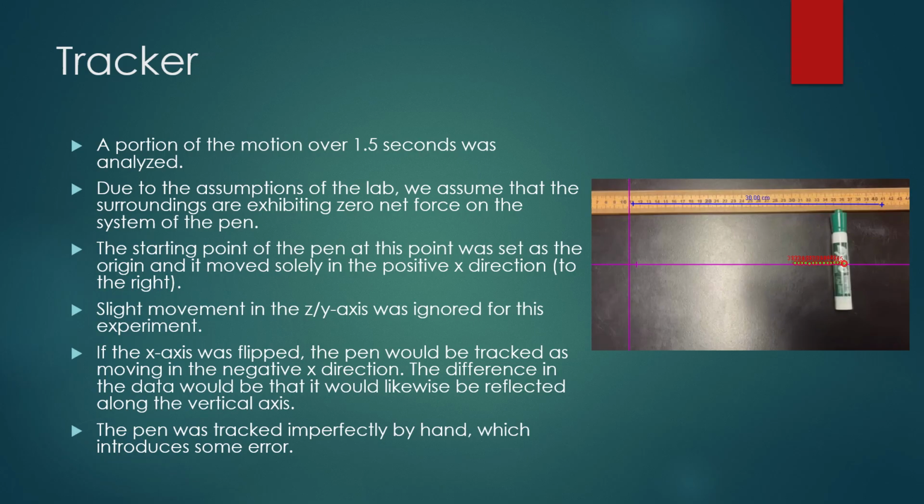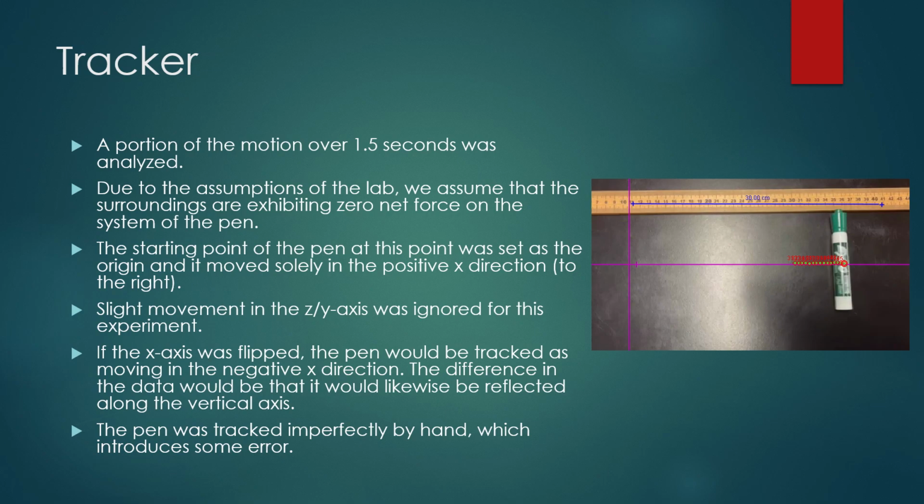A portion of the motion over 1.5 seconds was analyzed, and due to the assumptions of the lab, we assumed that since it was at a constant speed, it was in dynamic equilibrium, so there was zero net force on the system of the pen. And the starting point was set at the origin, and it moved solely in the positive x direction to the right. So we assumed that the speed would equal the velocity in this case, in the x direction.